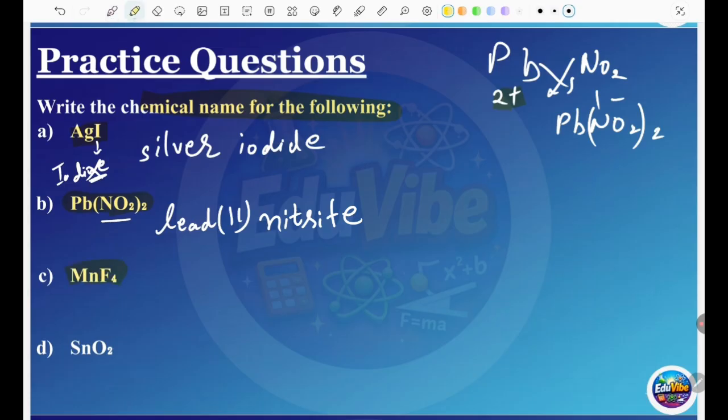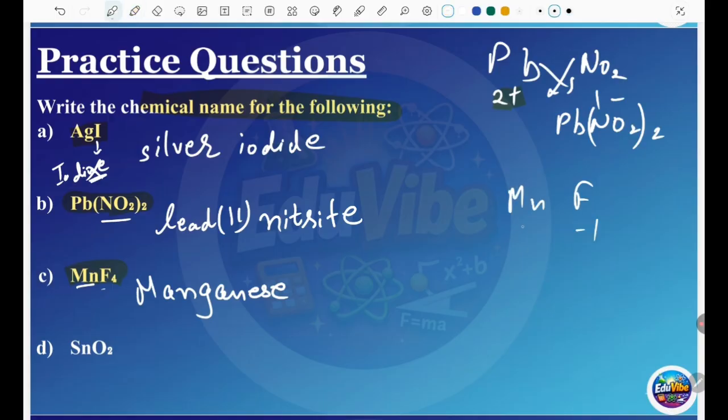Next one we have MnF4. Some of you may not know this, as we do not use Mn very frequently, but Mn is manganese, and fluorine has a -1 charge.